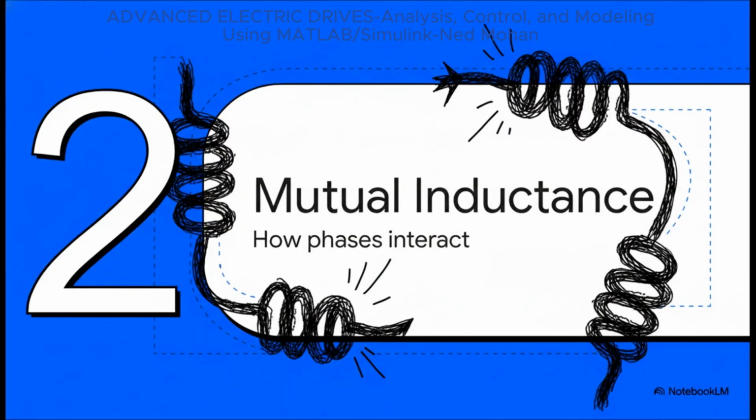So we've defined the self-inductance for just one phase, but of course, in a three-phase machine, these phases don't operate in a vacuum. So let's move to the next logical step and see how the current in one phase actually induces a voltage in the others. This right here is the whole concept of mutual inductance.